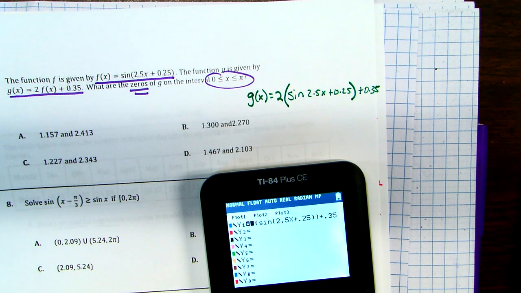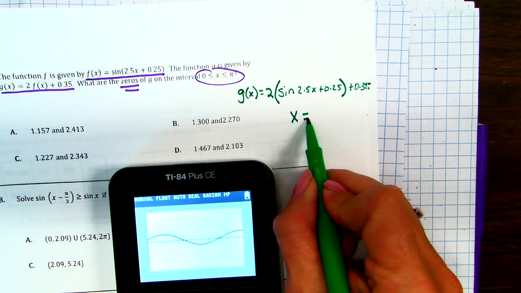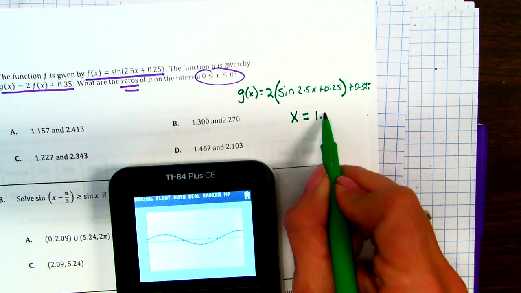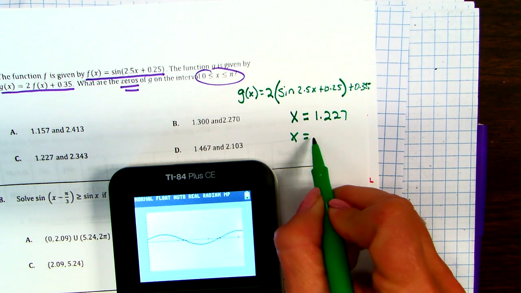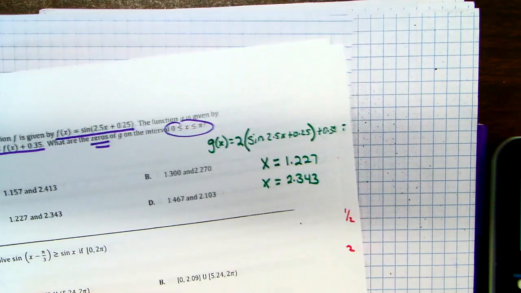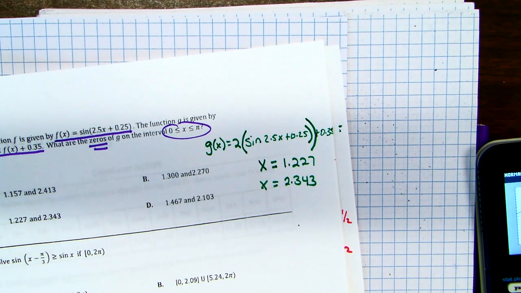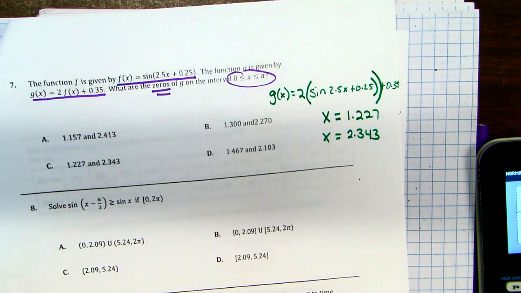Okay? So when I graph it and I find my zeros, take a second if you want to. I'm just going to write them here. I should get 1.227, and then the second one will be 2.343. So make sure you don't forget double parentheses there. Important, important. Maybe I'll remind you guys on test day, since I kind of messed that up. I'll remind you guys, number 7, close the parentheses twice. Okay? Because I feel bad.